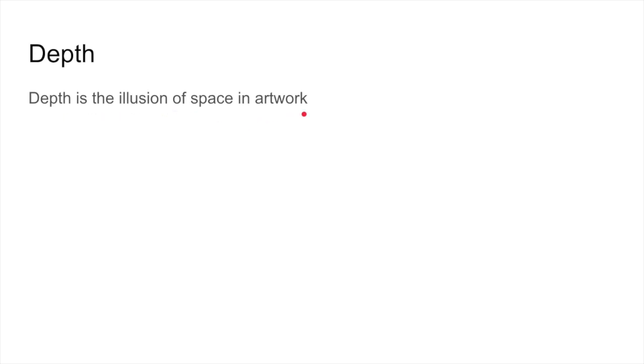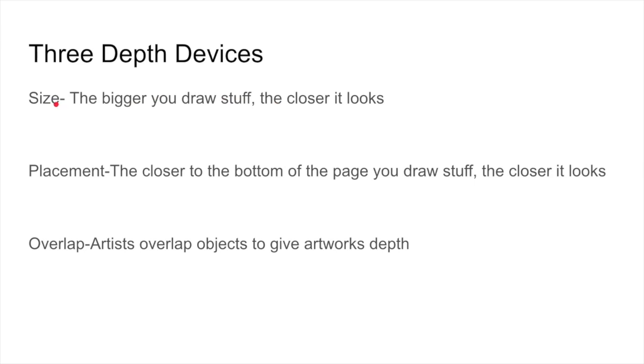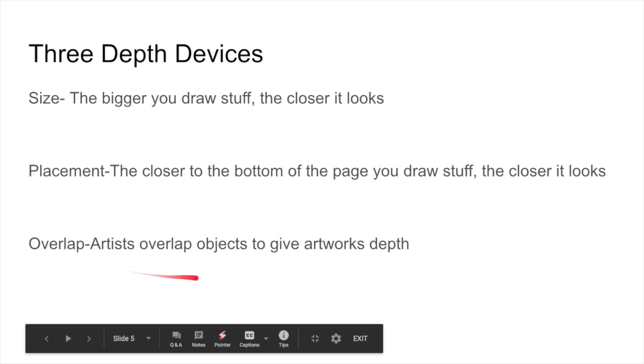And if you remember how we do that is there's 3 things. Size. The bigger you draw stuff, the closer it looks. Placement. The closer to the bottom of the page you draw stuff, the closer it looks. And overlap. As artists overlap objects, that gives the artwork depth.